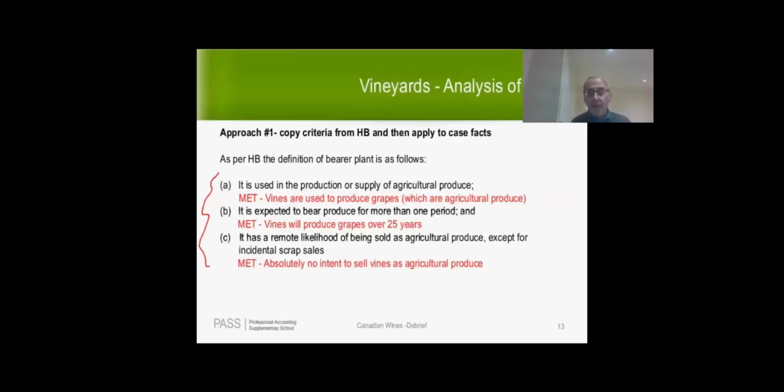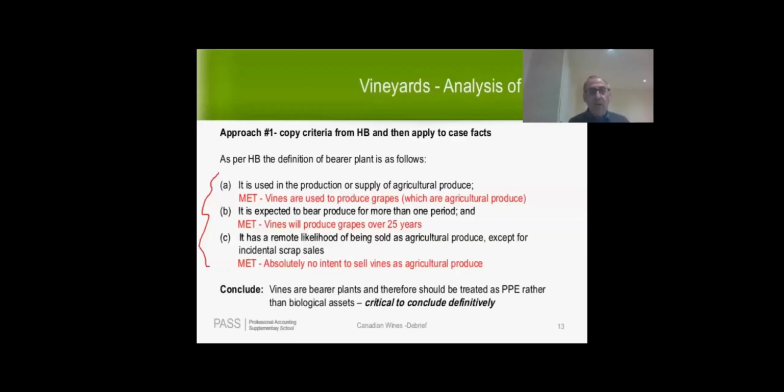And then the final step, and this is a critical step to getting competent, you've then got to conclude. A conclusion is never implicit. You might think that given that all three criteria are met, then obviously the conclusion is that this is a bearer plant, right? You would think so, but you have to conclude explicitly. So I would have concluded explicitly: vines are bearer plants, therefore they should be treated as PPE and not as biological assets. You've got to conclude definitively. I often find that it's useful to use a separate subheading for the conclusion to leave no doubt in the marker's mind that you've concluded.